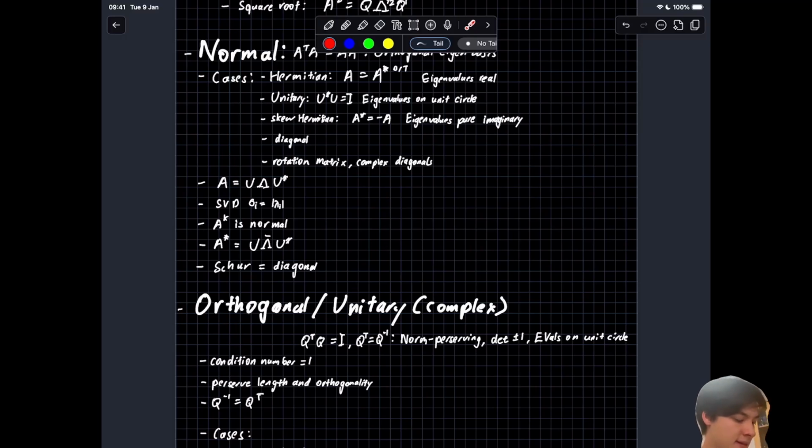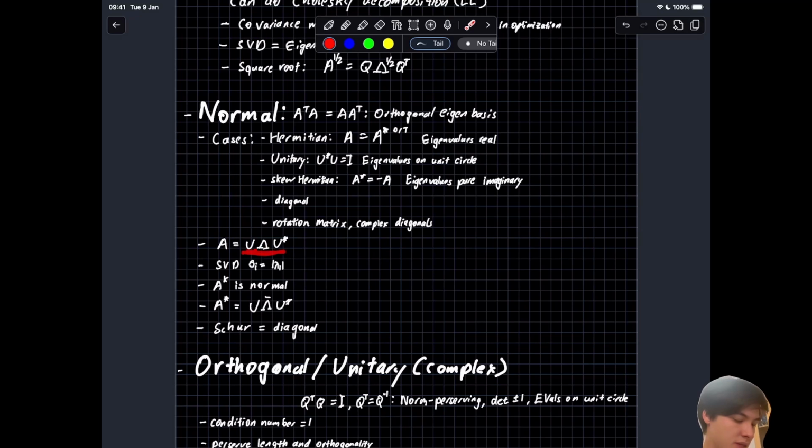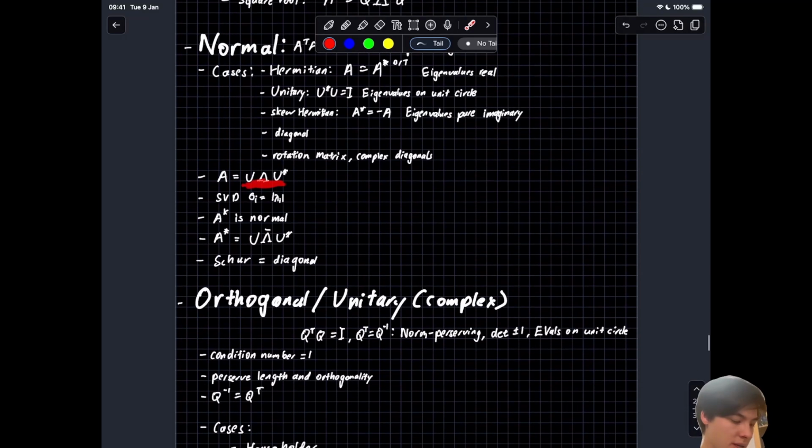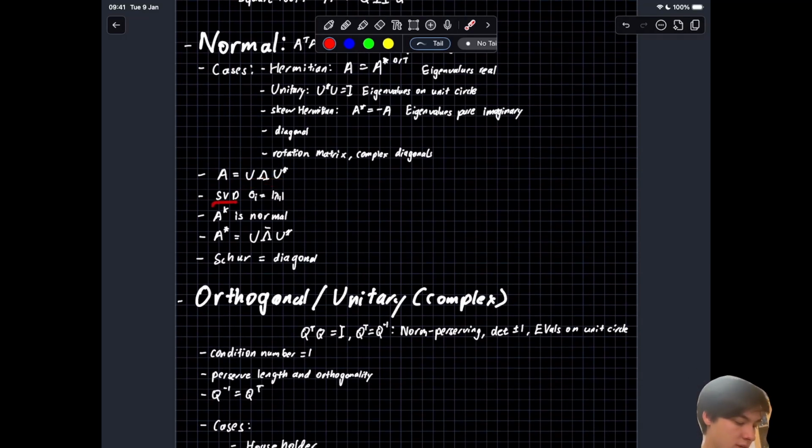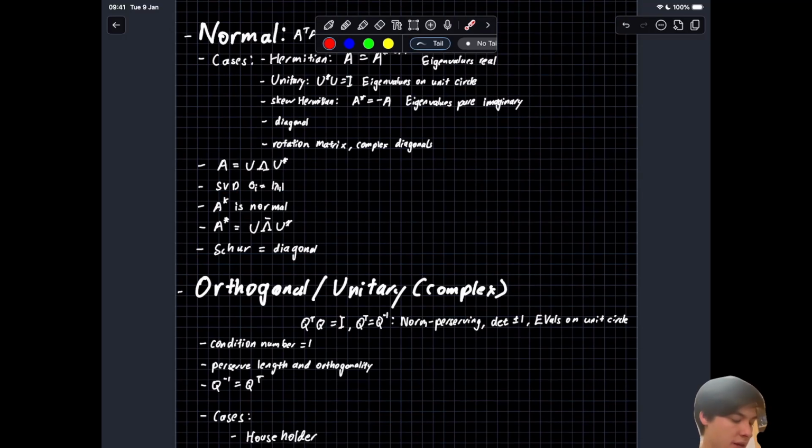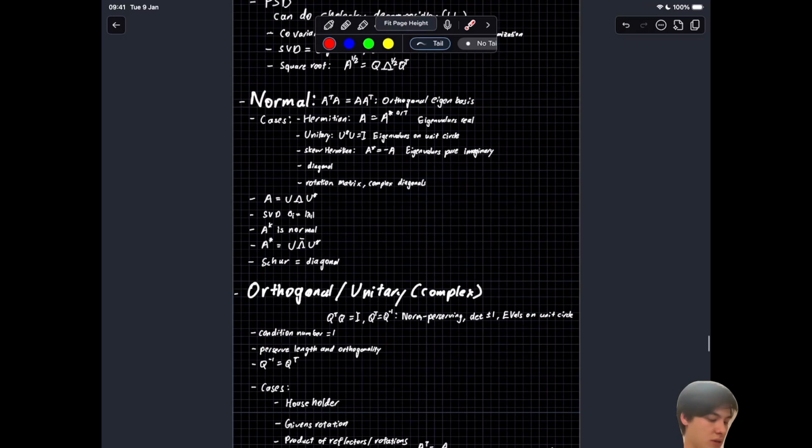And yeah, so if it's normal, we can do this decomposition into orthogonal eigenbases. SVD is the positive values of the eigenvalues. A to the power of k is normal, and the Hermitian of A is like this. And the Schur decomposition will give us a diagonal matrix.